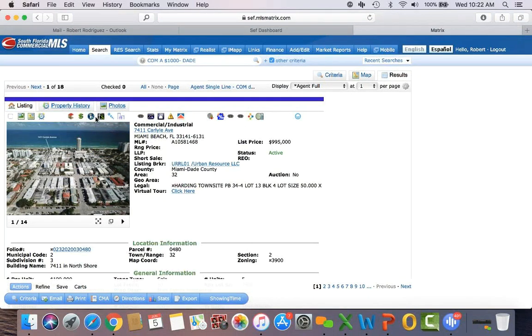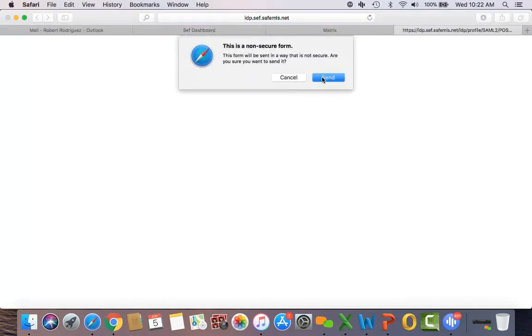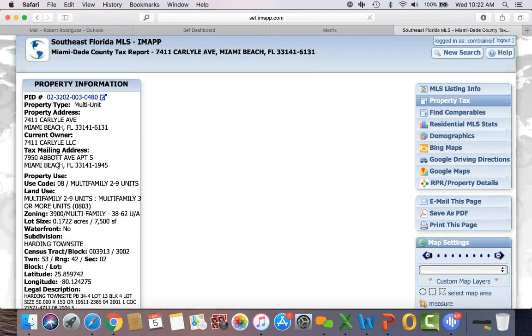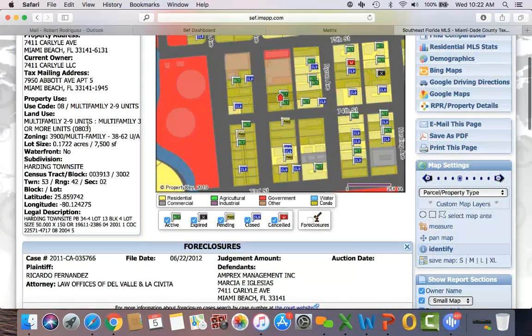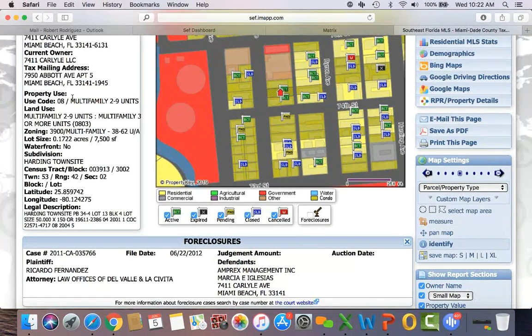iMapp can be found by clicking on this little logo right here, the I logo, and that's going to open up the property records inside of your iMapp program. All right, we'll wait for this to open, and here it is. So this is owned by 7411 Carlisle LLC. This is a multifamily 2 to 9 units. Notice the property use code is 08 multifamily 2 to 9 units.